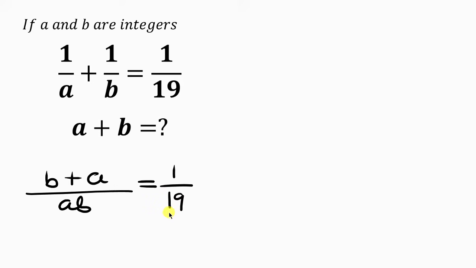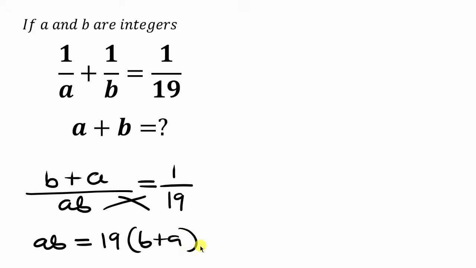Now, our next step will be for us to cross multiply. So we cross multiply. Now, AB times 1, we have AB to be equal to, now 19 multiplies this numerator. That means 19 times B plus A. Now, let's open up the brackets. So we have AB to be equal to 19 times B, we have 19B, plus 19 times A, we have 19A.